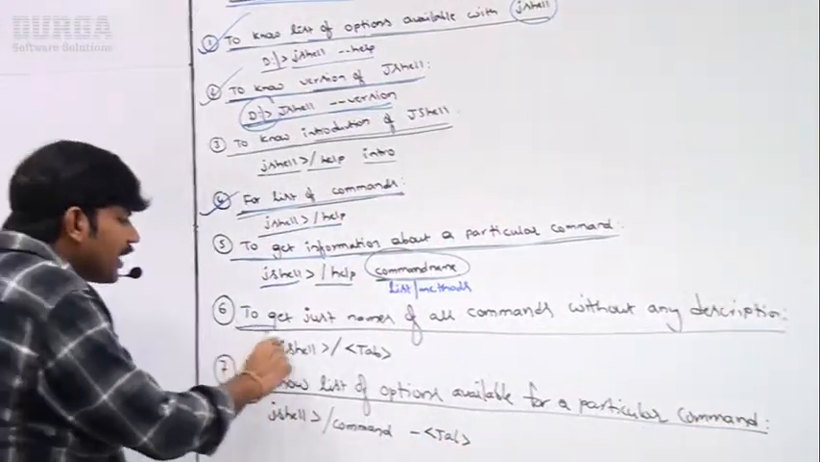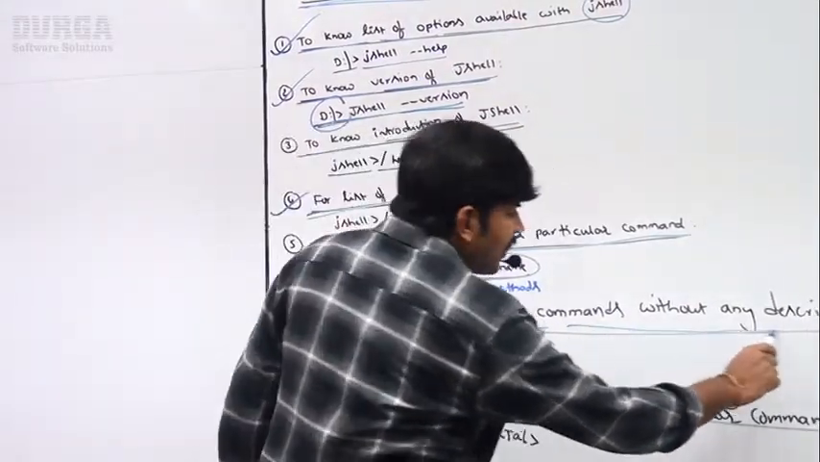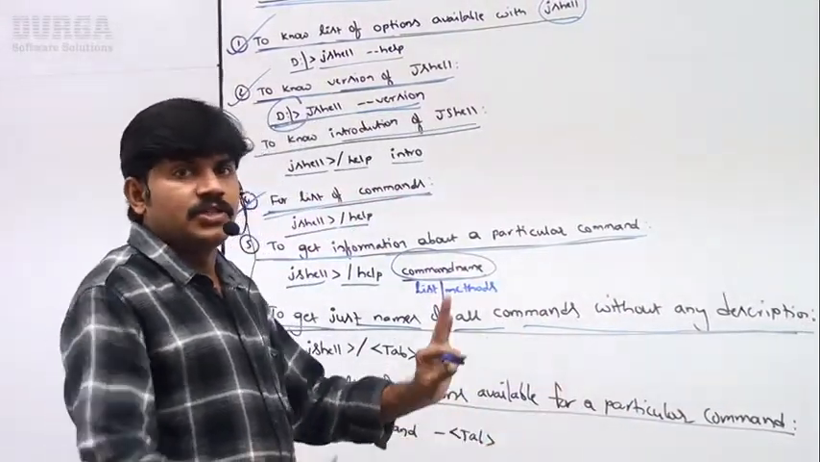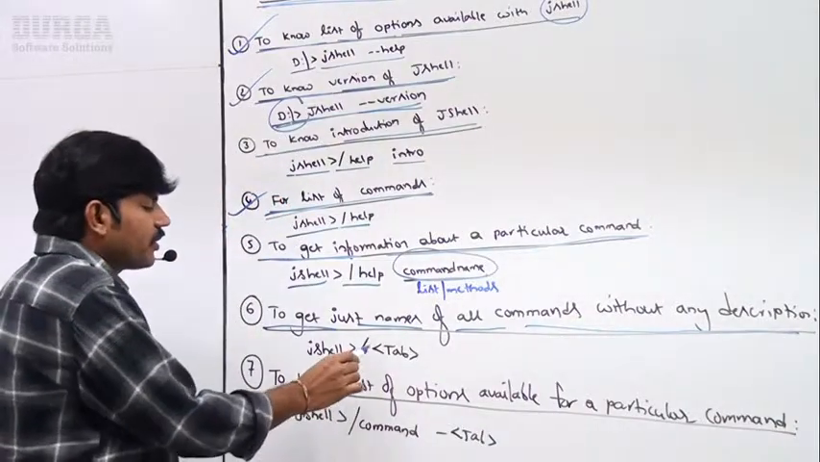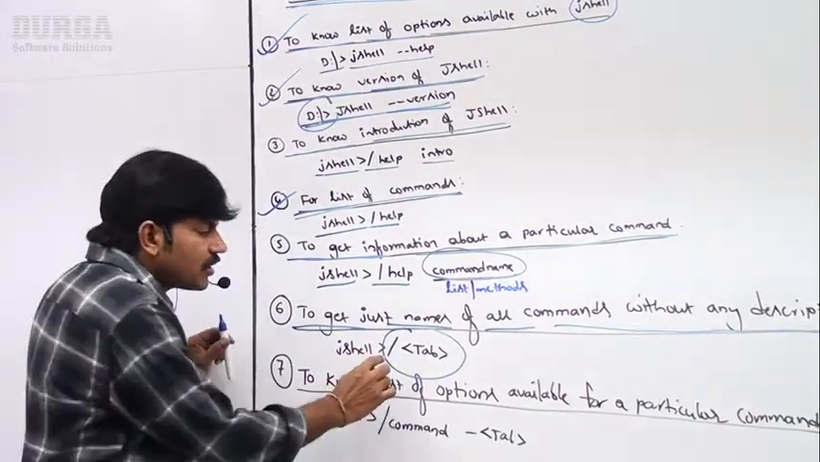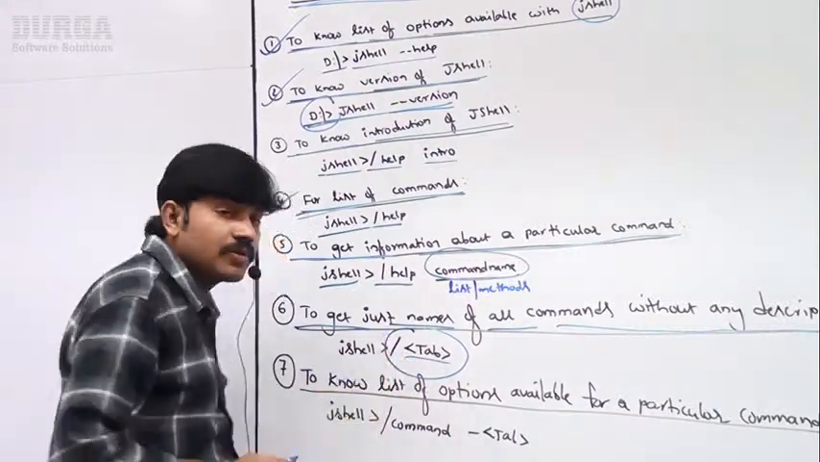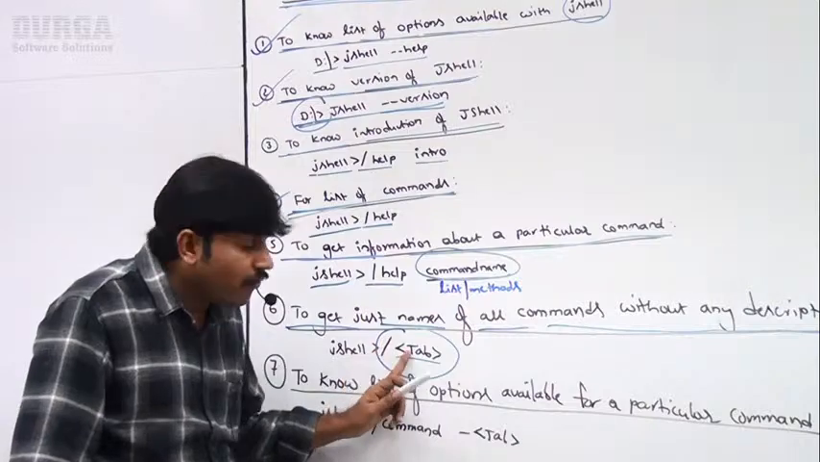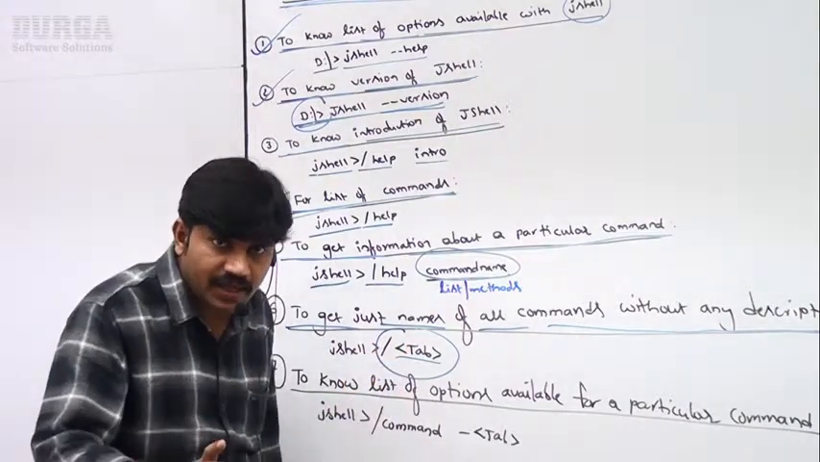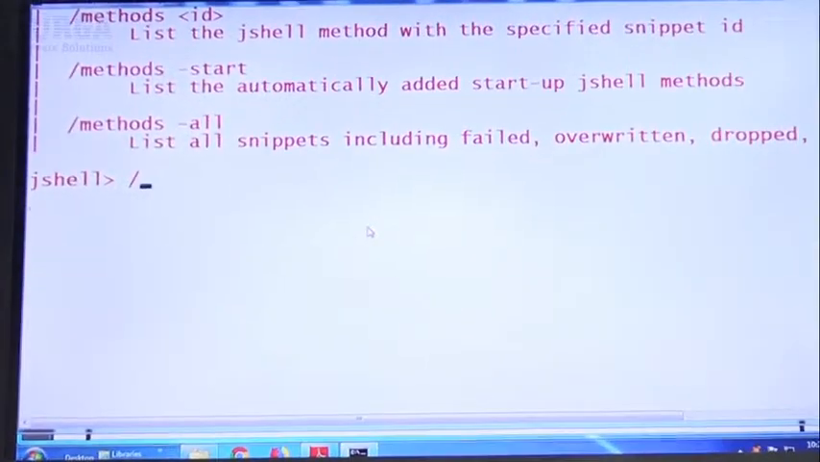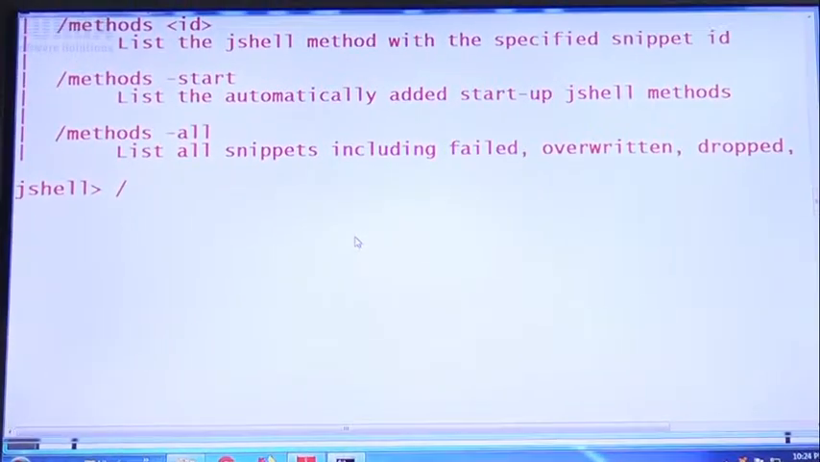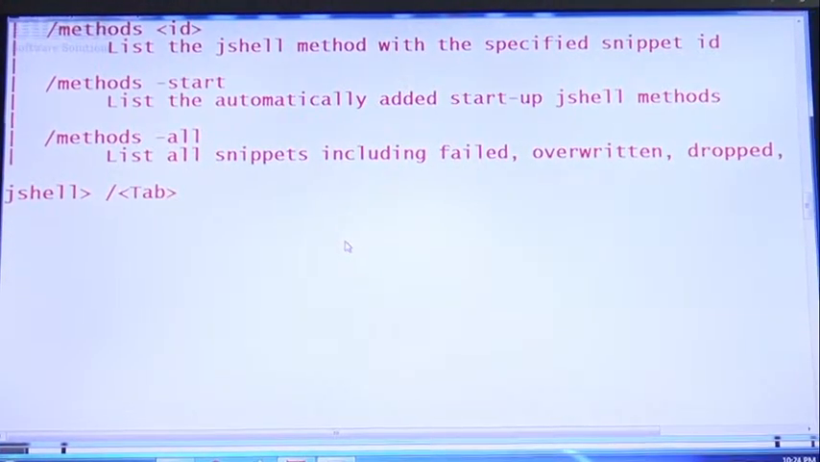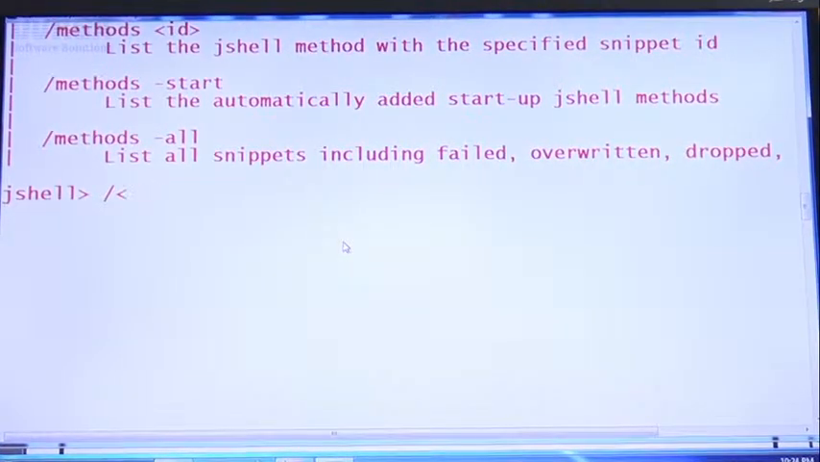Observe, to get just the names of all commands without any description, what you have to do from the JShell console is type / followed by tab. Tab is a very helpful key in JShell. Clear, right? I take / and then compulsorily the tab key. Don't type the word tab; you have to press the tab key.